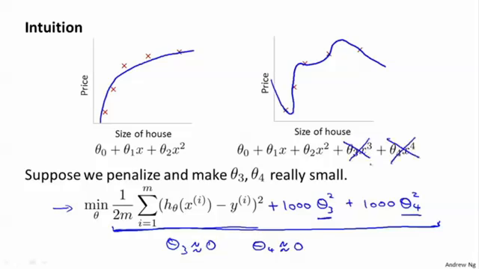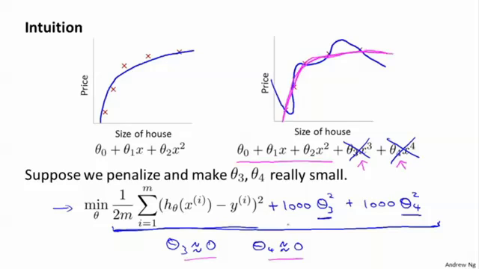And if theta 3 and theta 4 are close to 0, then we're basically left with a quadratic function. And so we'll end up with a fit to the data that's a quadratic function plus maybe tiny contributions from small terms, theta 3, theta 4, that are very close to 0. And so we end up with essentially a quadratic function, which is good because it's a much better hypothesis.